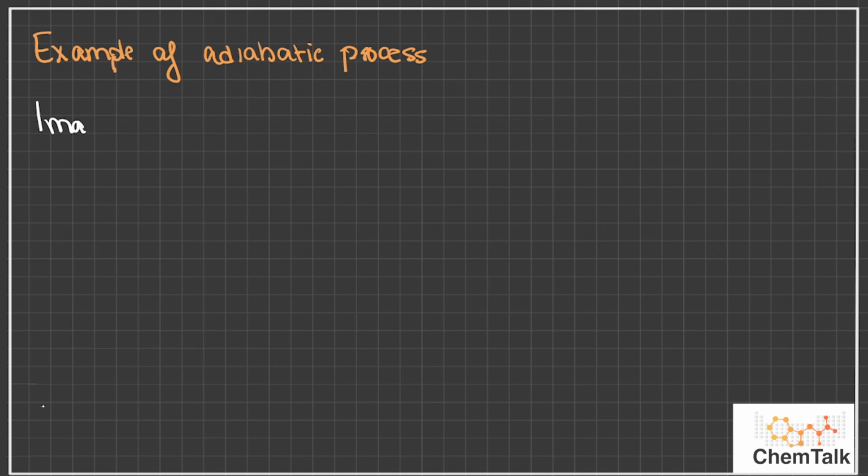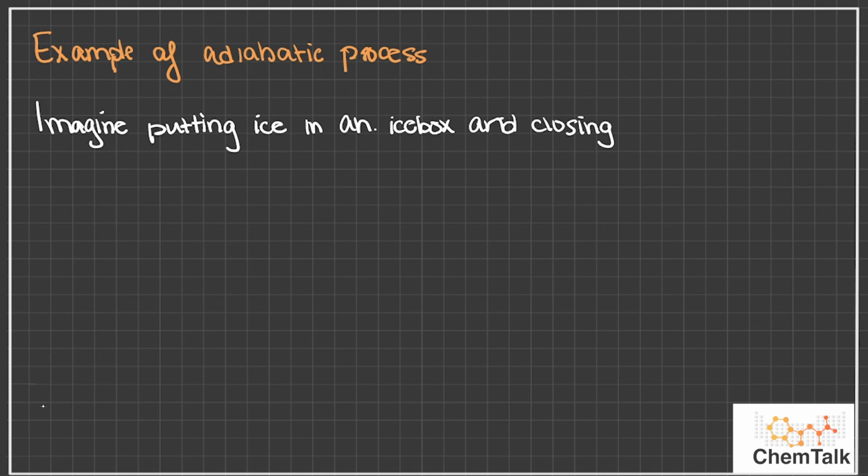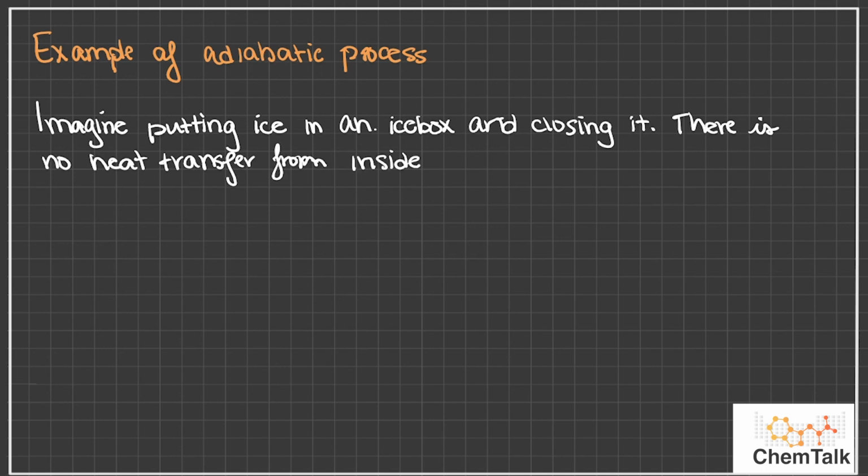Now, how do we apply this to real life? You might be wondering, how can I really visualize this, and what is something that I can try out in real life? You can get yourself an ice box and some ice, or you can imagine it. So imagine you're putting some ice in an ice box and you're completely closing it. So that means that the internal system is completely and perfectly, in a perfect world, isolated from our surroundings.